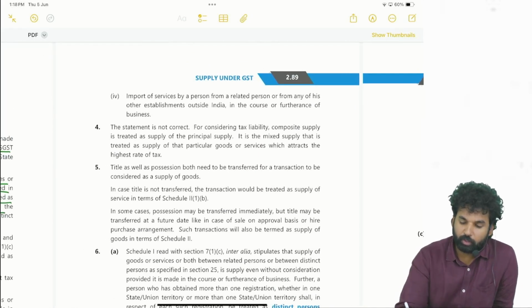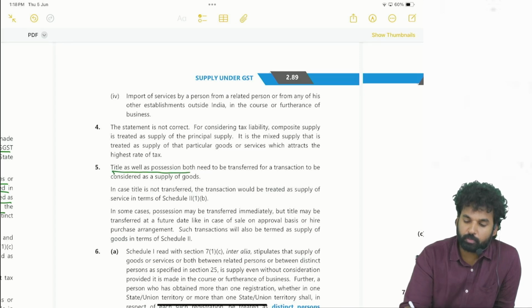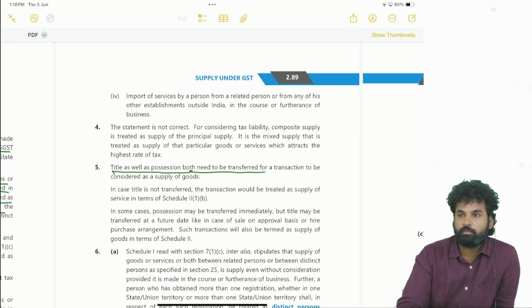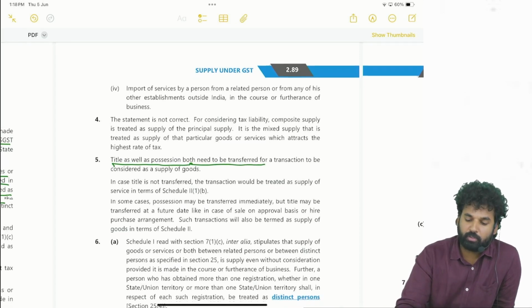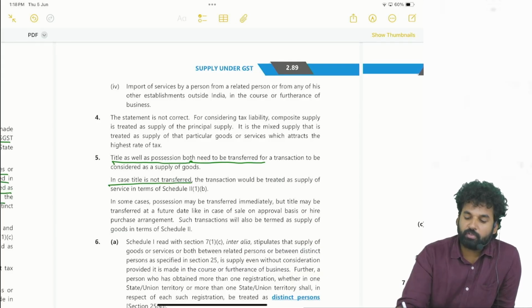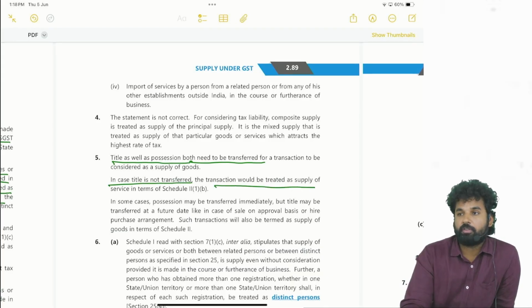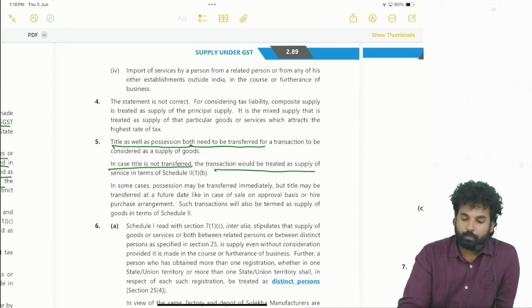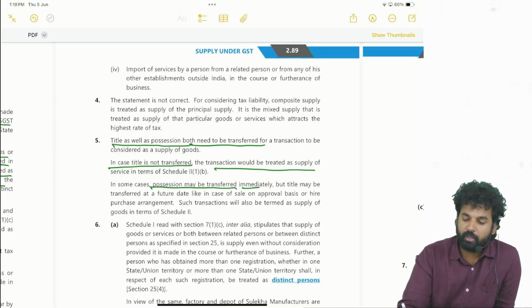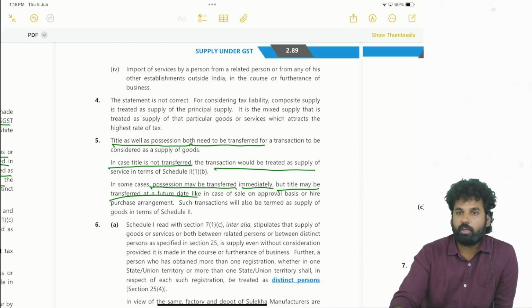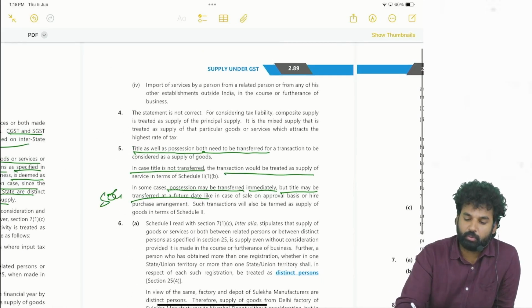See here they are talking about 3 points. Title as well as possession both need to be transferred. In case title is not transferred, the transaction would be treated as supply of service. Next, possession may be transferred immediately, but title may be transferred at a future date in case of a hire purchase transaction. So this is also supply of goods.